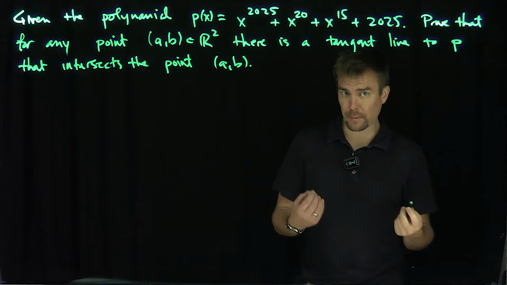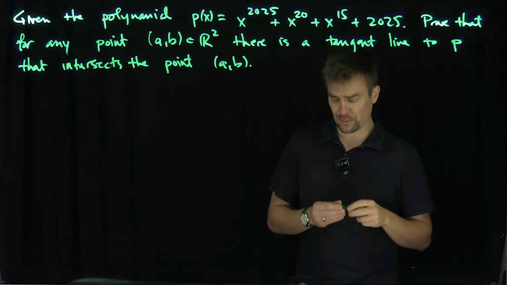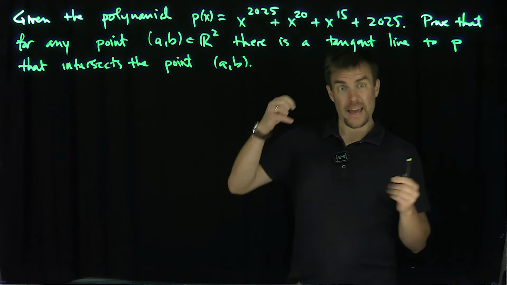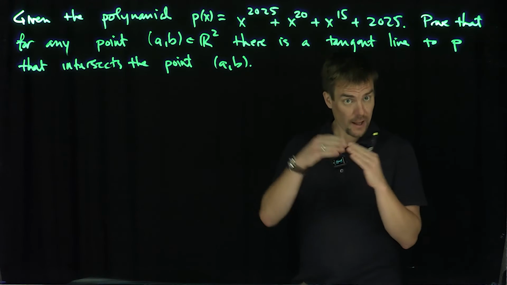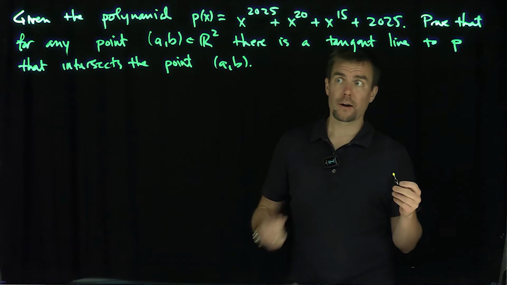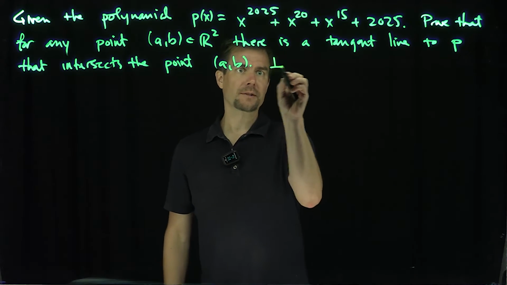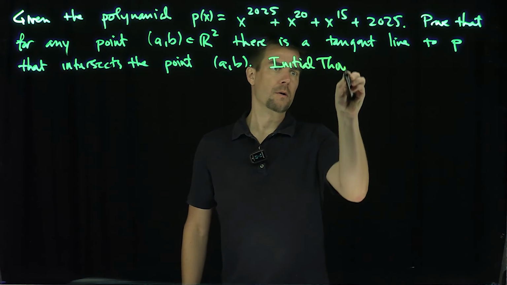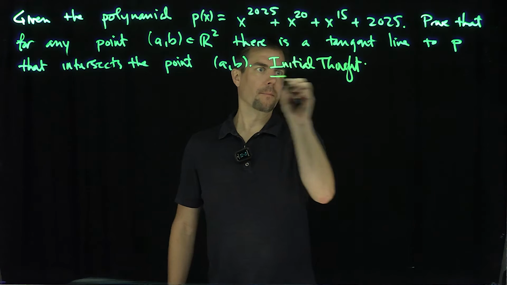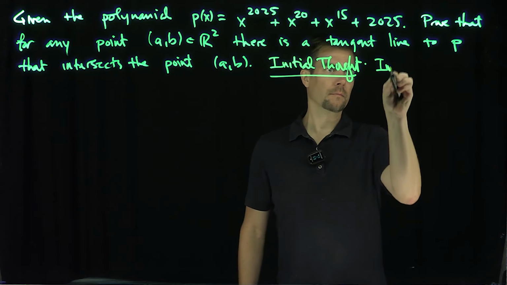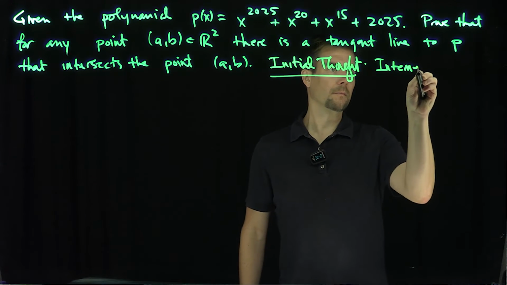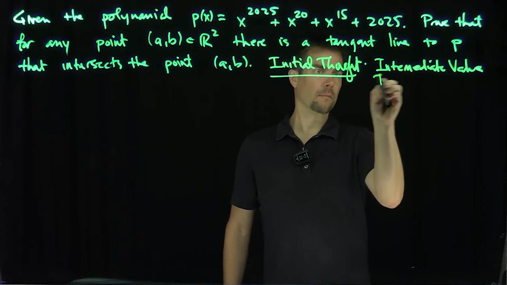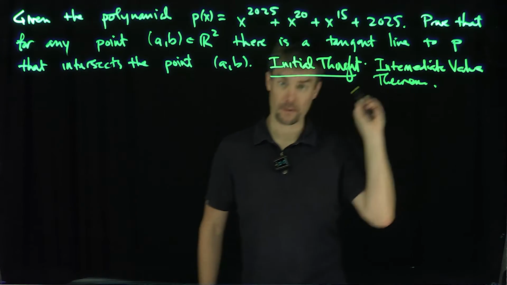And so I want to think about known existence results in our database. One thing that comes to mind when I see a problem like this is that intersection of a function and a line is very reminiscent of the intermediate value theorem. So just an initial thought on a competition problem like this would be the intermediate value theorem, or some variant of it, okay?